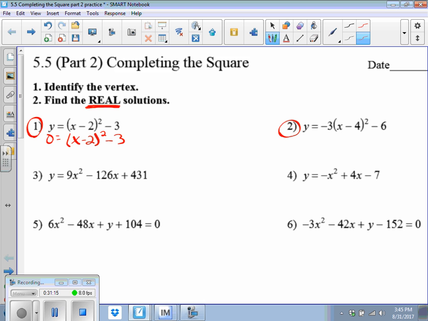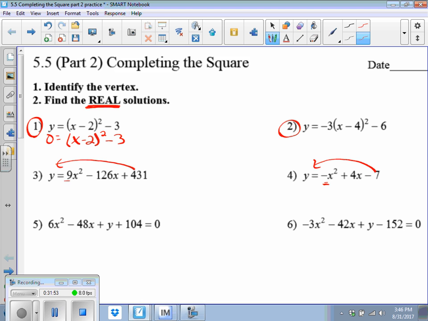For 3 and 4, you have to put them in vertex form first to be able to tell what the vertex is. Okay? In both of these cases, you have something that you're going to have to factor out. In number 3, you're going to have to factor out a 9 after you move 431 over, and after you move the 7 over. In number 3, first you're going to have to factor out a 9. In number 4, you're going to have to factor out a negative 1. And then you'll have to complete the square inside the parentheses, just like we did in the notes.